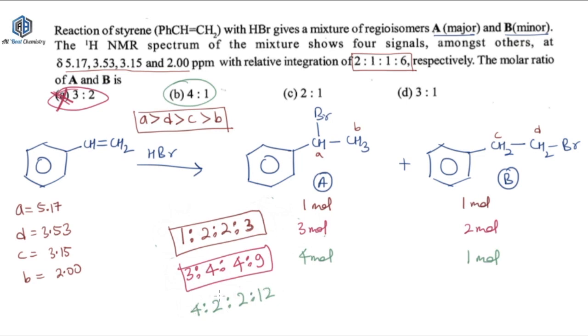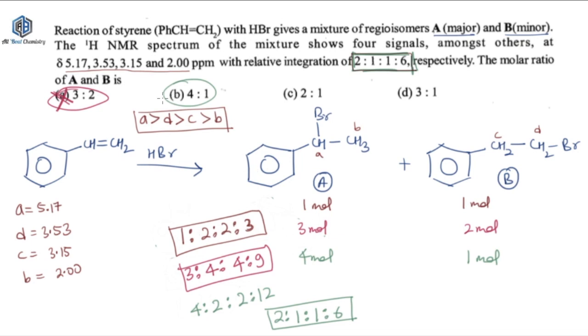Now can I cancel out with a smaller number, to make it a simpler ratio? So yeah, I can divide this whole thing by 2. When I divide it, I'll get 2 is to 1 is to 1 is to 6, right? Is it the value which is given in the question? Yes, this is the value given in the question.